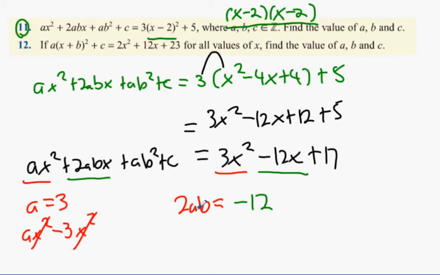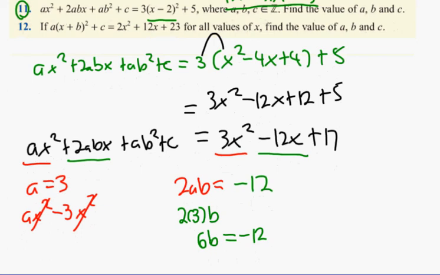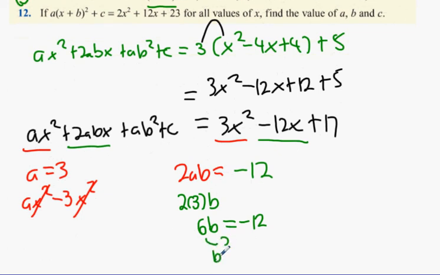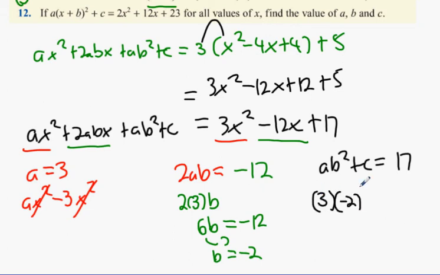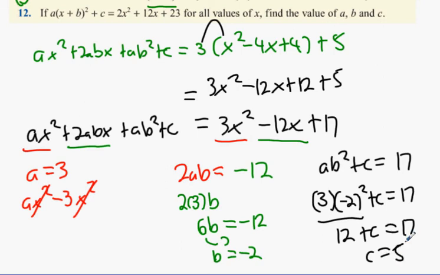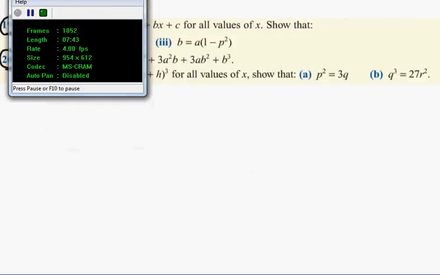What's a again? A is 3. 2 times 3 times b is 6b. 6b equals minus 12. Where does the 6 go? So b equals minus 2. Finally, ab squared plus c equals 17. A is what, guys? 3. What's b squared? 3 times b squared plus c equals 17. Put that into the calculator, it's 12. 12 plus c equals 17. C therefore equals 5.